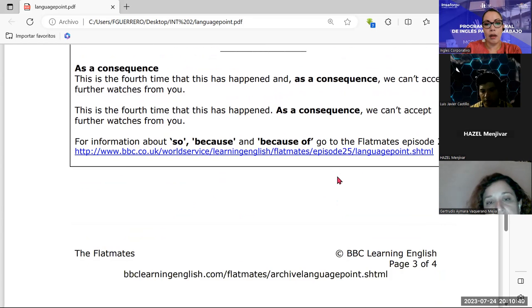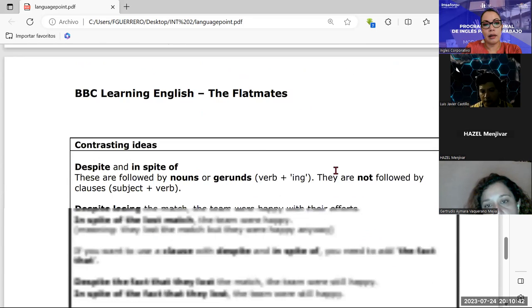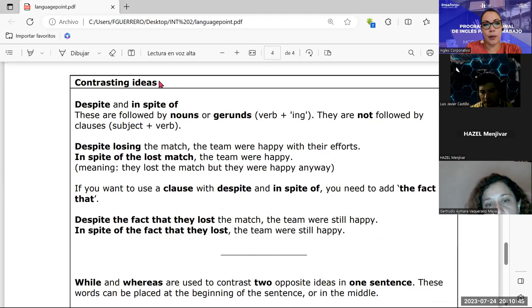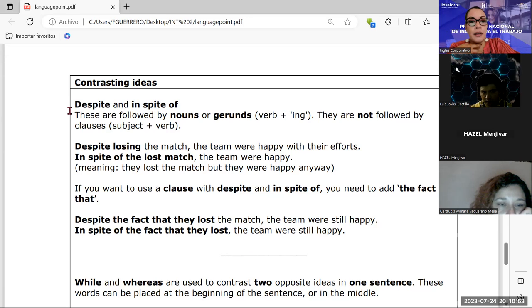And then we have the ones that are for contrasting ideas. We can also use connectors to contrast ideas, opposite ideas, and we have despite and in spite of. These are followed by nouns or gerunds. Verb plus ing, that's when we mention the word gerund, we are referring to the verb with ing form. They are not followed by clauses like subject plus verb.